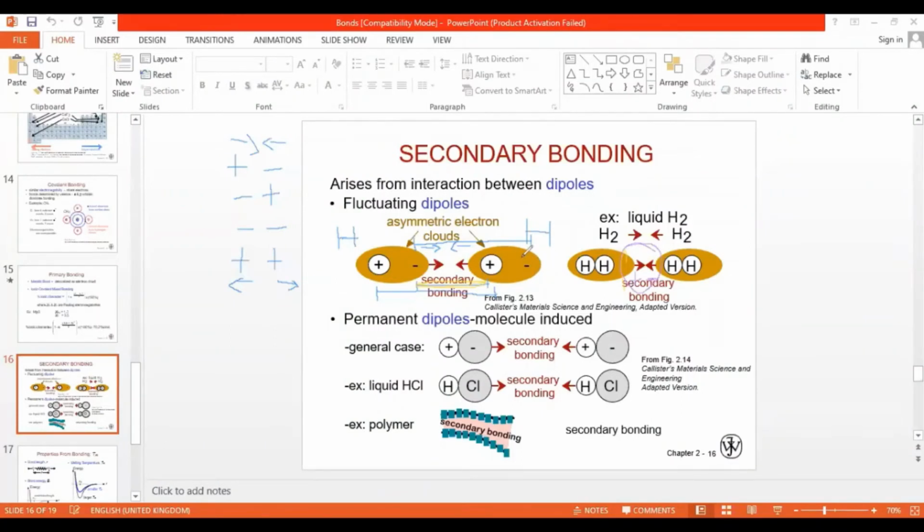So if this region is minus, then another H2 molecule which is coming closer to form the bond can have a positive region here, leaving a negative region here. So this positive region and this negative region can form a bond, right? So the scenario would be something like this. They would form bonds like this, right? So this is how the liquid hydrogen bond is achieved.